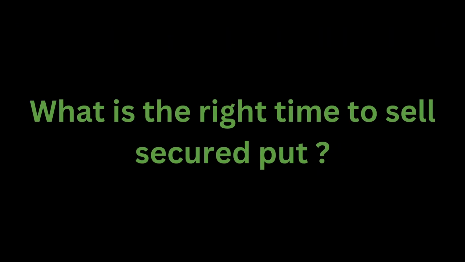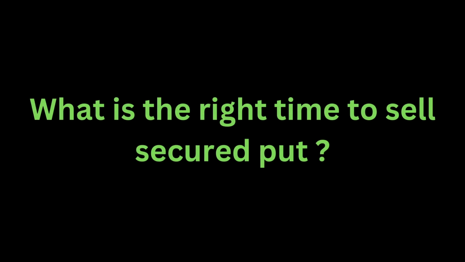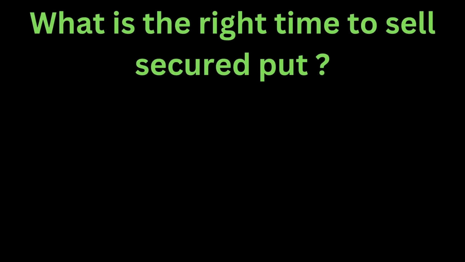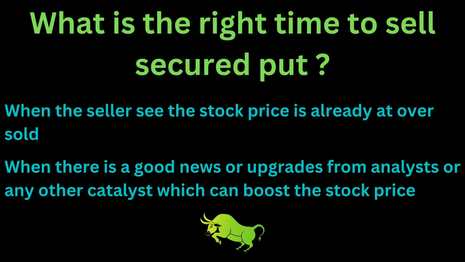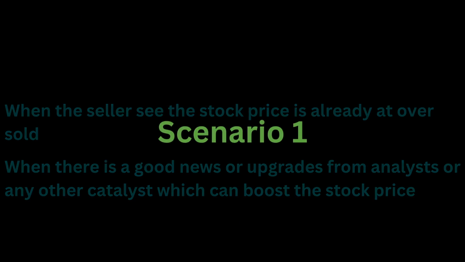But let's also see when is the right time to sell them. There are a few indicators which can be used to see if the stock is oversold. But this is not a foolproof method, though it will give some guidance. Individuals have to do the right research on why it's oversold before selling the contract. Other indicators are good news or a catalyst, or even upgrades, which can trigger the stock to move up. Let's now look into the scenarios.